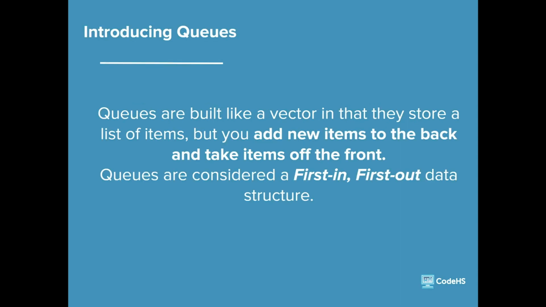Queues are built like a vector in that they store a list of items. However, unlike a vector, you only have limited access to the items in the list. Think of a queue as a line that you may stand in. Anyone who joins the line joins at the back. The next person in the line is taken from the front. A queue in C++ does just this. You add new items to the back and take items off the front. This makes queues first in, first out.